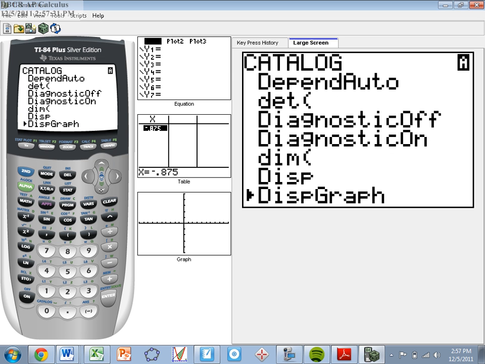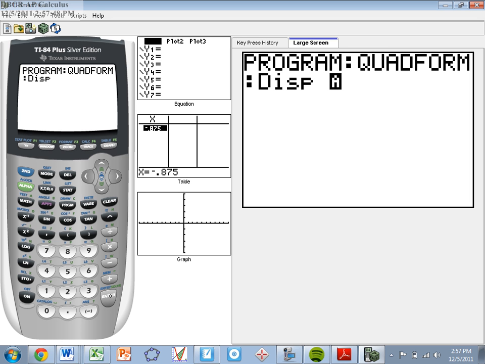Take a look, there's 2 displays. I don't want to display a graph, I just want to display a message. So I'm just going to put D-I-S-P. Again, how did I do all this? It was second, catalog, then I press the D to jump to the letter D in the alphabet, and then I go to display, and I hit enter.